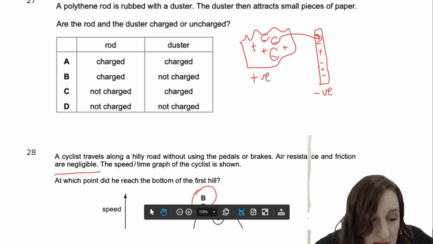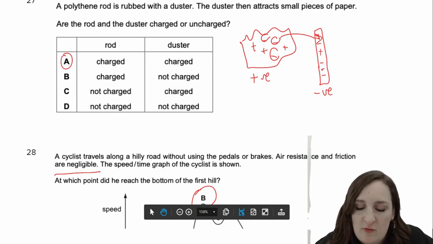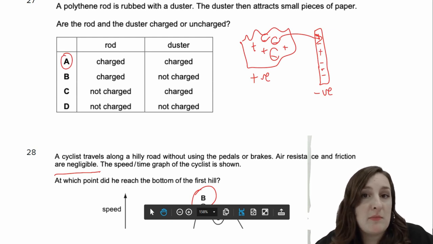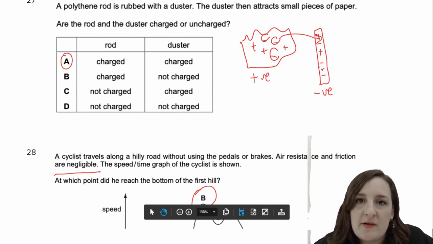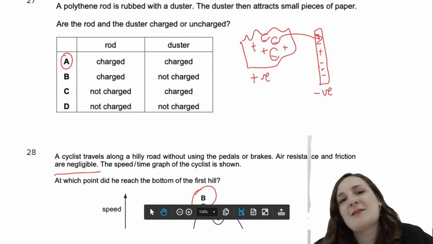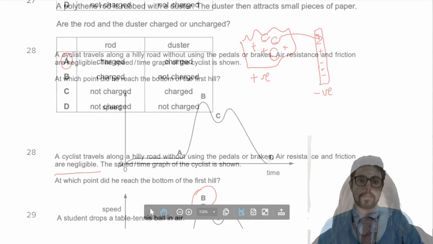That therefore means that they are both charged, and the answer is A. Remember that it's only electrons that can move, so it's negative that move rather than positive. Your protons are stuck in your nucleus or your atoms. So those are my questions.